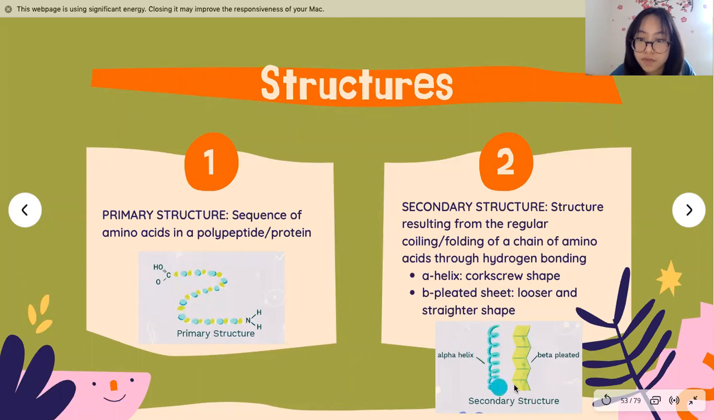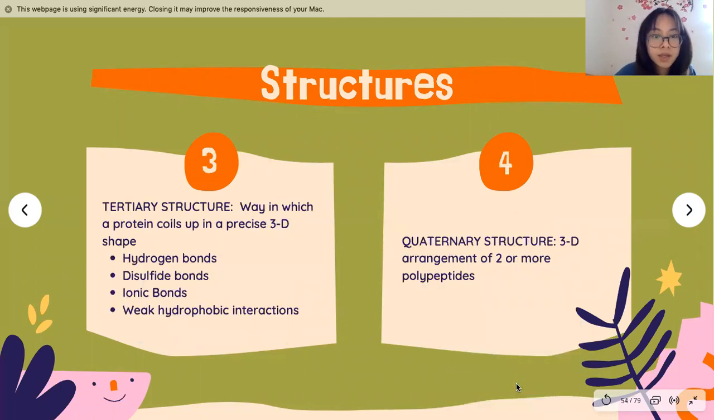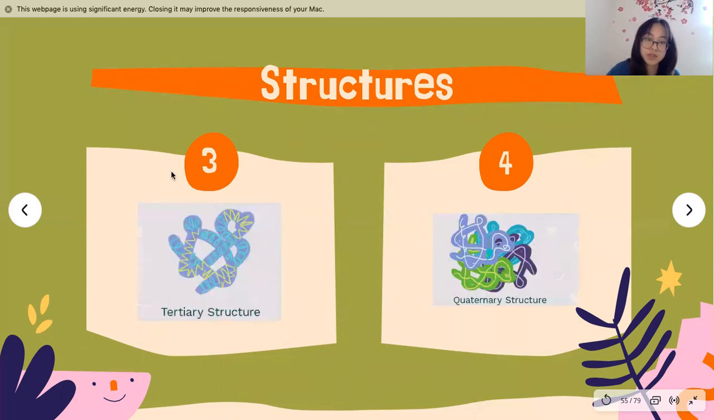As you can see here, this is the alpha helix, and this is the beta pleated sheet. Next up is the tertiary structure, which is the way the protein coils up in a precise 3D shape. This includes hydrogen, disulfide, ionic, and weak hydrophobic interactions. And then here's a 3D arrangement of 2 or more polypeptides, which is referred to as the quaternary structure. This is just a model of the tertiary and the quaternary, and you can see all the different chains there.